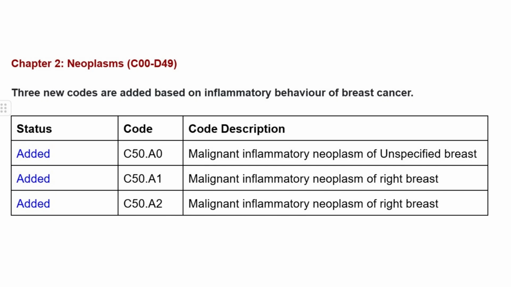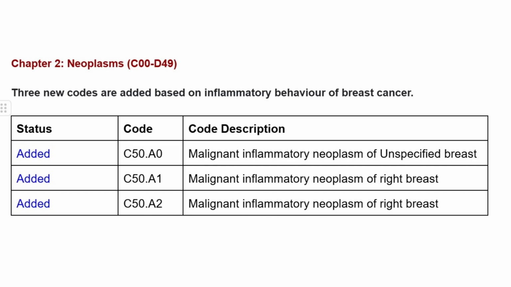So, in this chapter, 3 new codes are added based on the inflammatory behavior of breast cancer. Now, what do we mean by inflammatory neoplasm? A neoplasm means a growth or tumor. And when this growth is associated with inflammation, like redness, swelling, warmth, then we call it an inflammatory neoplasm.